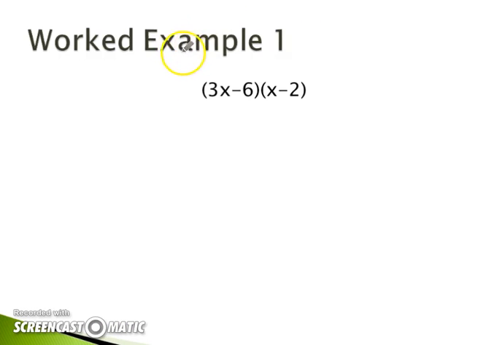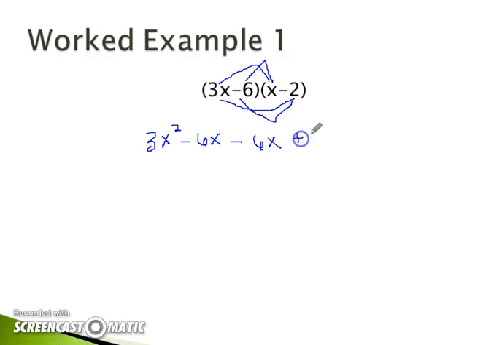So if we look at this again for another example, first times the first, so 3x times x is 3x squared. The outer two, so 3x times a negative 2 is a minus 6x. The two inner terms, a minus 6 times x would be a minus 6x. And then the two last terms, think of it as a negative 6 times a negative 2 gives us a positive 12. It helps to think of that subtraction as being negative numbers.